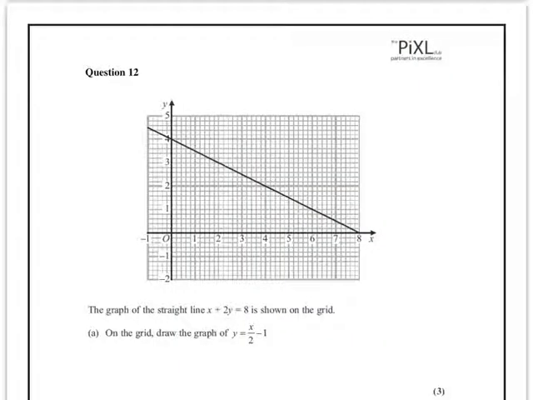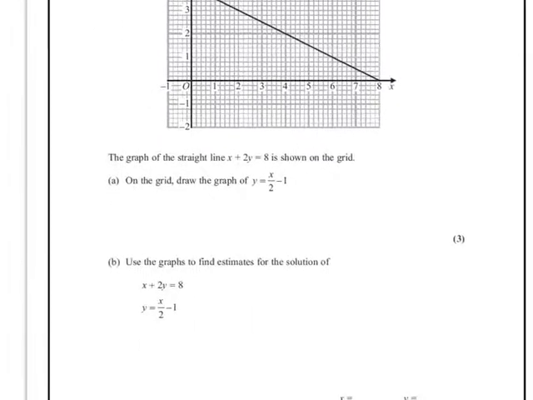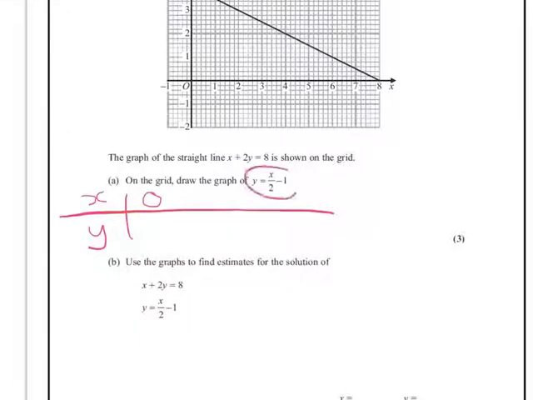Okay, so this question is about equations of straight lines, but it's also about plotting straight lines. Now if we ignore the line that's already there, and we're just trying to plot the line y equals x over 2 minus 1, well, whenever we plot lines we can always do a coordinate table. So if we start off with x equals 0, along the corridor 0, if we put that into this equation here, we're going to get y equals 0 over 2, which is 0, take away 1. So that's going to be negative 1.